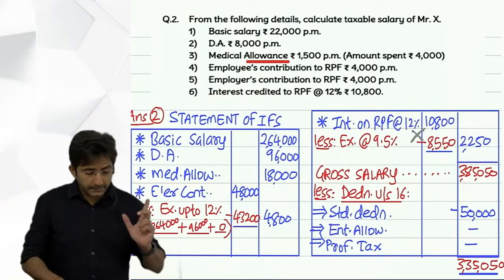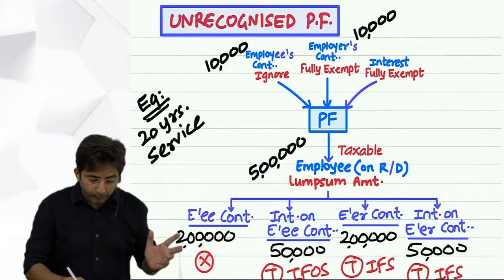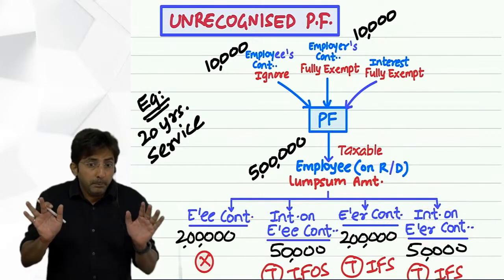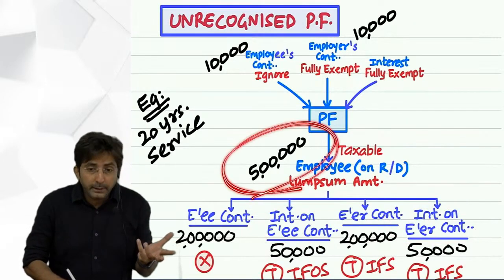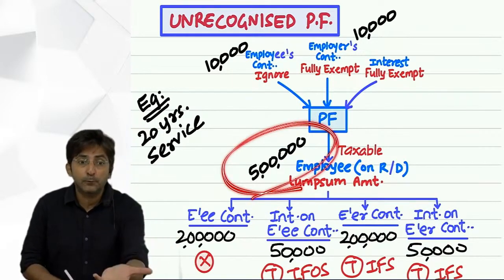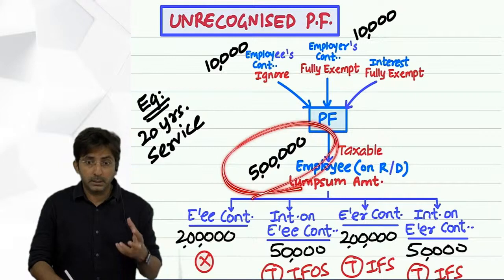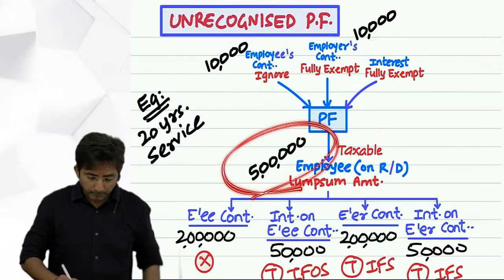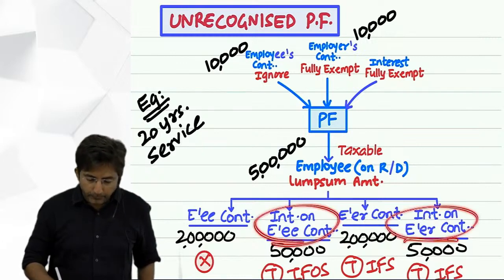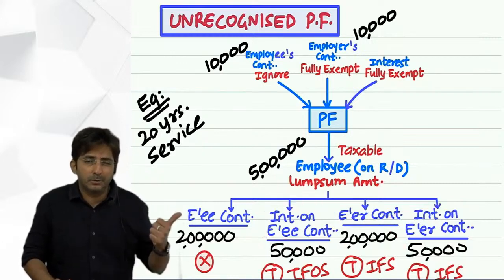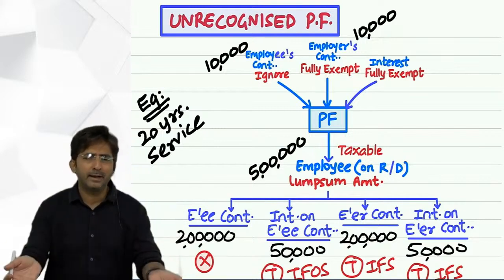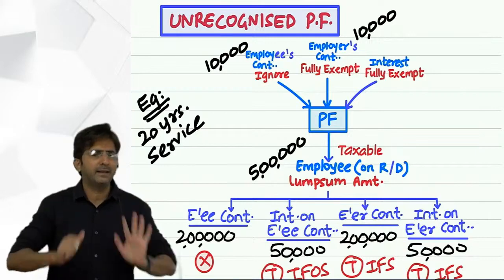Okay. But yes, when it comes to URPF, in URPF you have to do this interest bifurcation, because this is a lump sum amount. It can be in lakhs, crores also. Sometimes an employee might get 50 lakhs from provident fund. So it is such a big amount. So in short, the moral is, this interest bifurcation should have happened in RPF also. But forget it. Anyways, in RPF, your interest is exempt up to 9.5. And up to 9.5 only you get in real life.